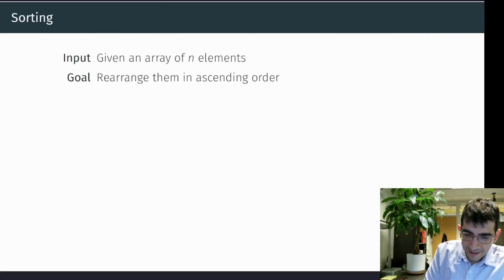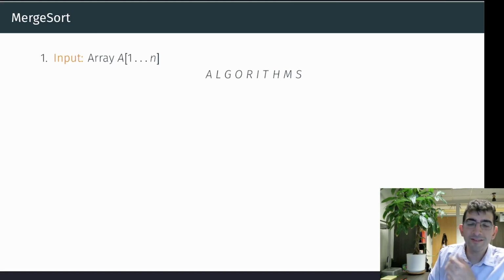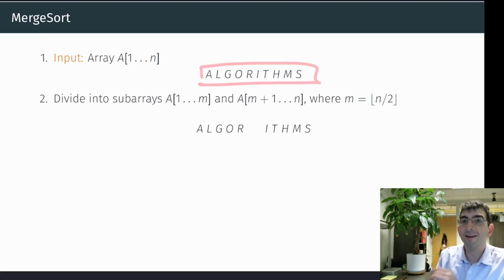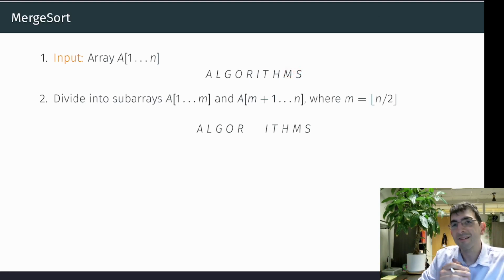Let's define the problem. Given an array of elements, we want to rearrange that array so that the elements are in ascending order. For instance, let's say the input is "algorithms". We want to rearrange it so that the array is in ascending order, i.e. alphabetical order, which "algorithms" currently is not. Each of these letters has an ASCII value, and any programming language can compare letters according to their ASCII value.